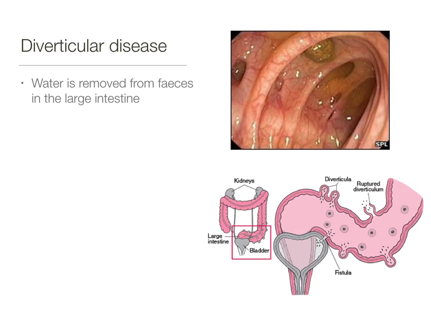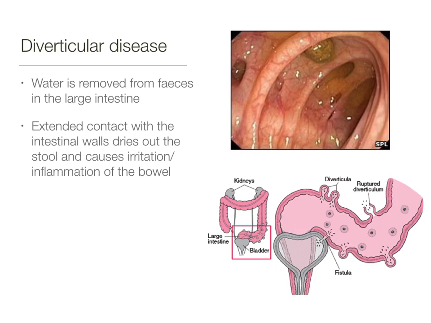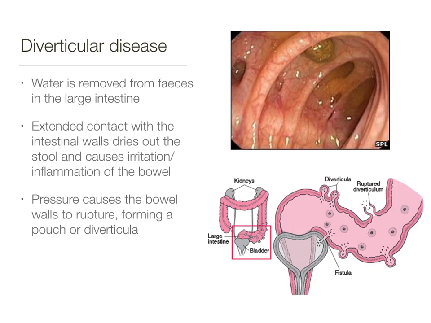In diverticular disease, water is removed from feces in the large intestine. This is normal. However, extended contact with the intestinal walls dries out the stool and causes irritation or inflammation of the bowel wall. Pressure causes the bowel walls to rupture, forming a pouch or diverticula, where small stools can sit. Diverticulitis occurs when these pouches become infected.